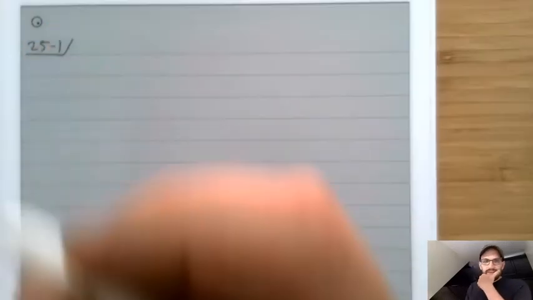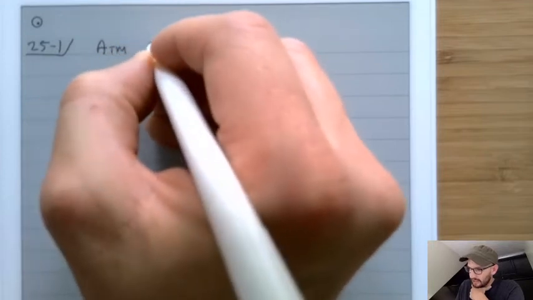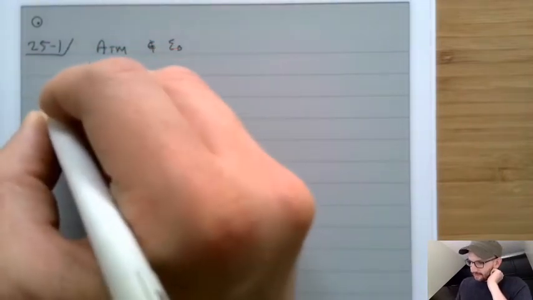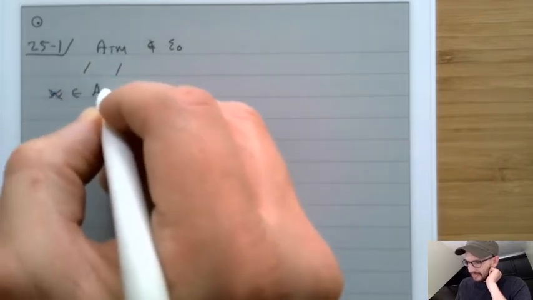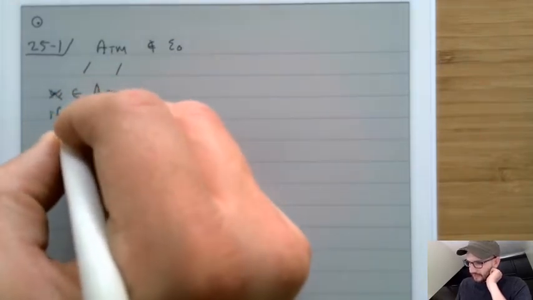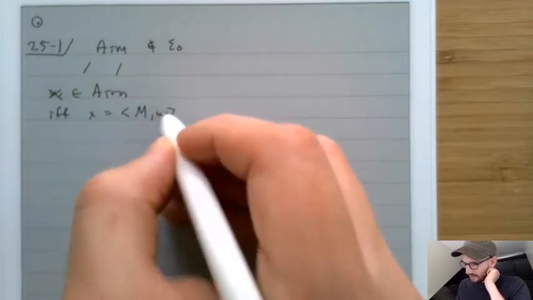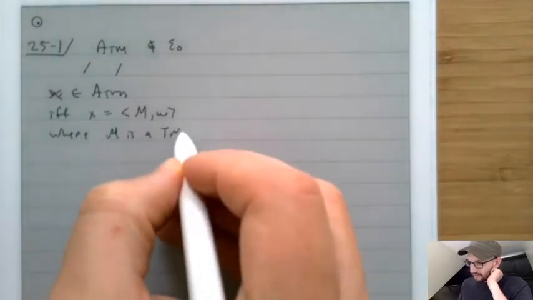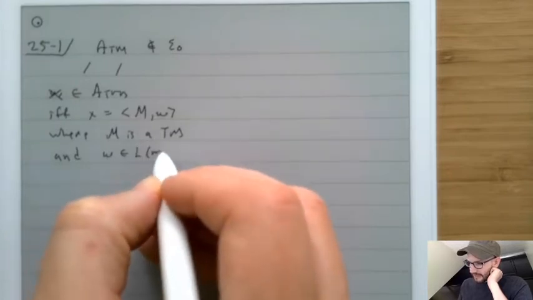Our goal for today is to show that ATM is not inside of sigma 0. Now let's expand what these mean. So ATM: X is inside of ATM if and only if X is equal to the encoding of M and W, where M is a Turing machine and W is inside of the language of that Turing machine.